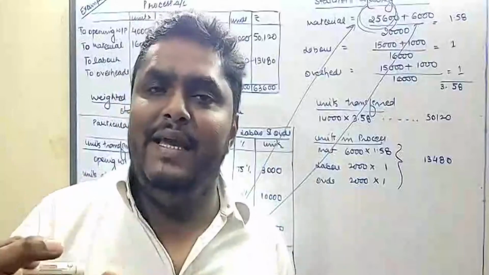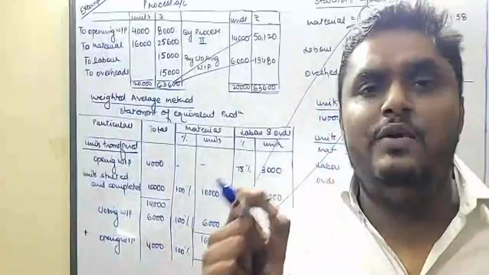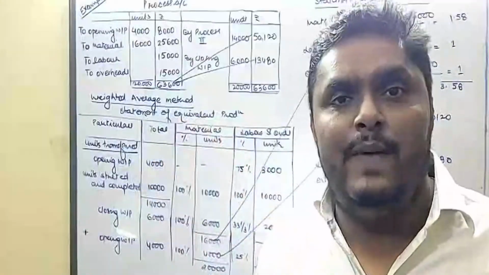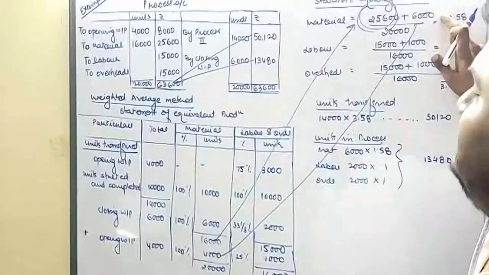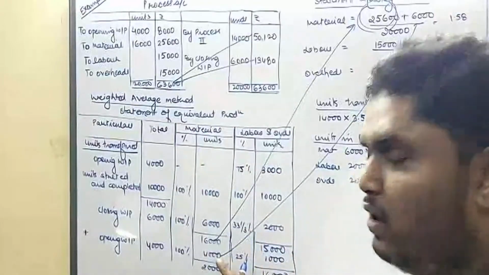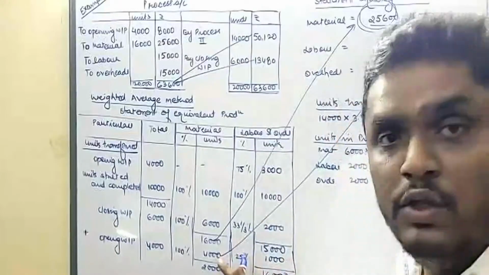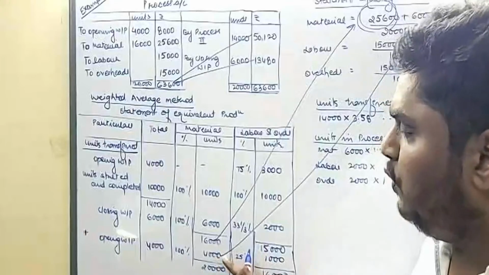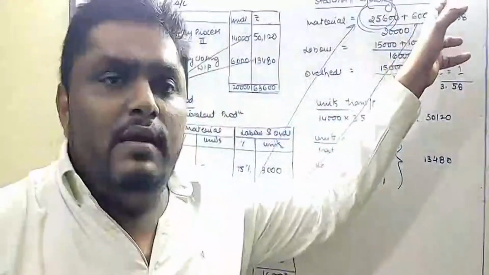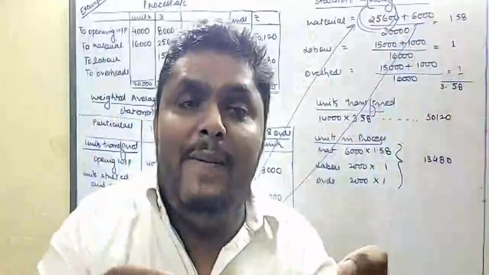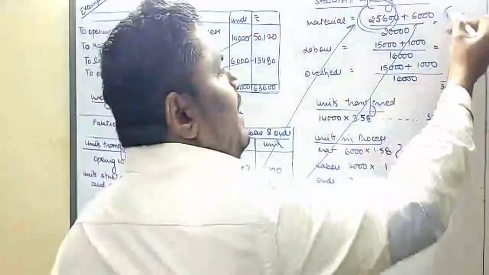I repeat again, guys, very simple, very important. This 25,600 is the cost incurred during this month on 16,000 units. Plus 6,000, the cost incurred on the work done in the previous month on these 4,000 units. So the cost incurred during the month plus the cost incurred during the previous month, divided by the total number of units processed, that is 16,000 plus 4,000, 20,000. This is how I got 1.58.